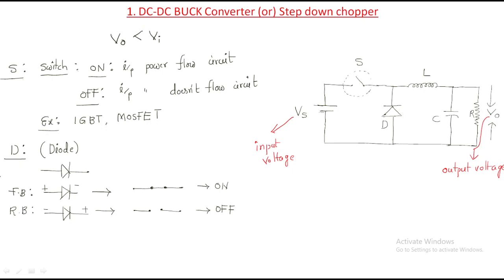Understand? Next, the inductor. You already know the character of the inductor L; we discussed it when studying AC circuits. This is the inductor. It opposes sudden changes in current. The current change will be slow. So that is the property, and that's why we are using it here. And we have the capacitor.